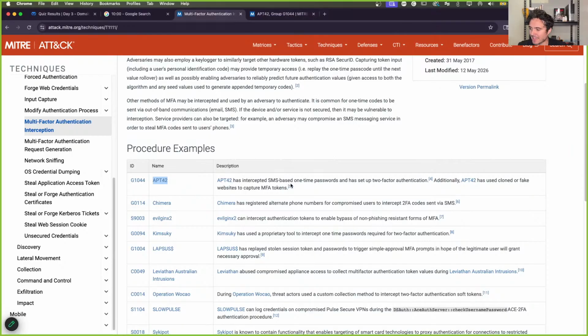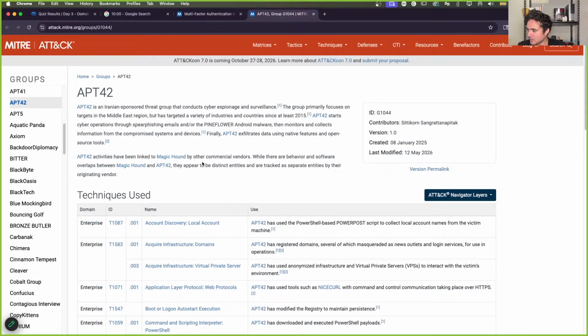Has intercepted SMS-based one-time passwords and has set up two-factor authentication. Has cloned or faked websites to capture MFA tokens. So we can see there's an Iranian-sponsored threat group that conducts cyber espionage and surveillance. They start cyber operations through spear phishing emails and or Pine Flower Android malware. We don't need to go too deep into this. I think you understand how this can help us in threat modeling.